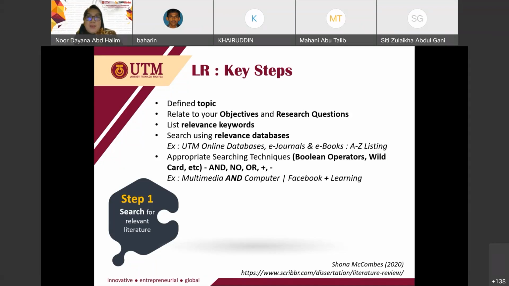Okay, I continue. So you need to define the topic. Relate your objective and research question with the topic, what you want to find. List the relevant keywords and also search using a relevant database. First, you need to define the topic. Don't worry if you are in semester 1 and you do not actually have a specific topic. We call it that you have the scope. It is okay if you have the scope.